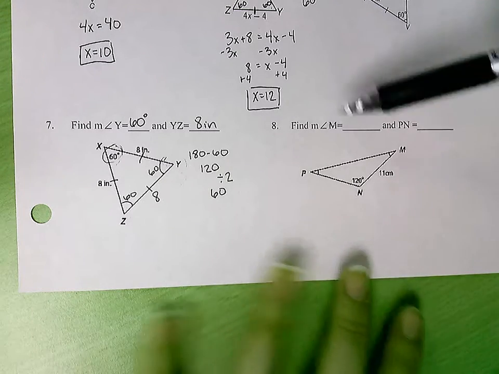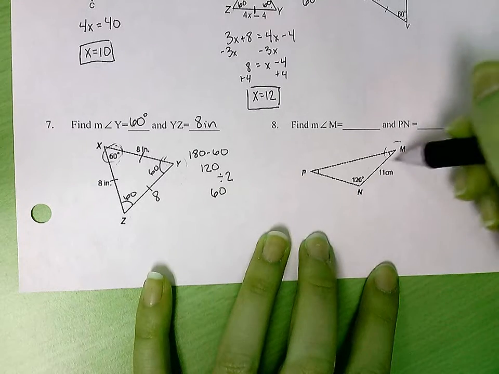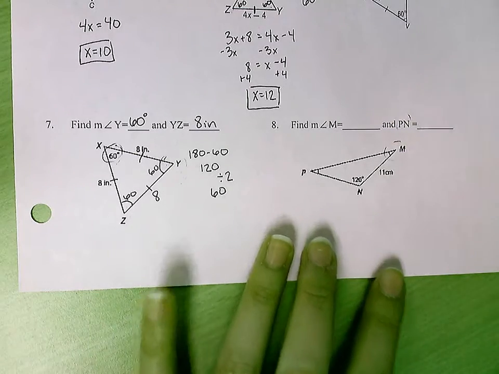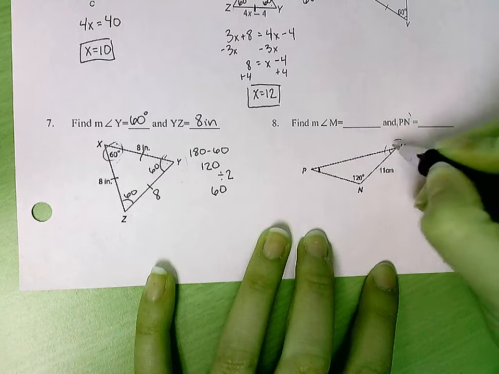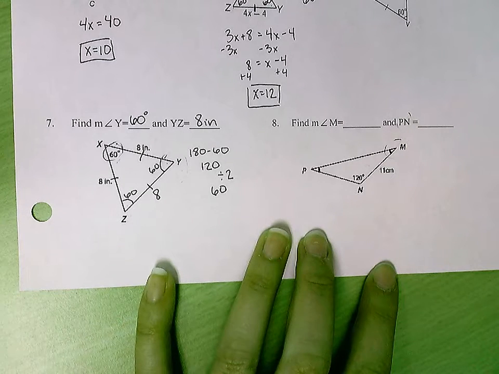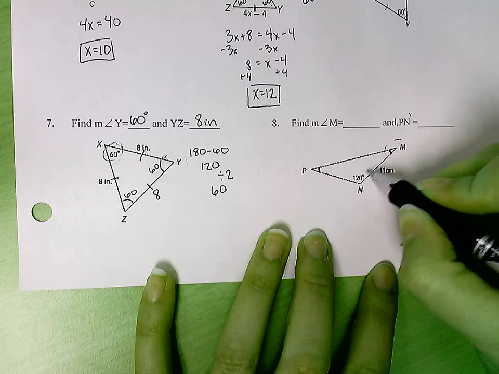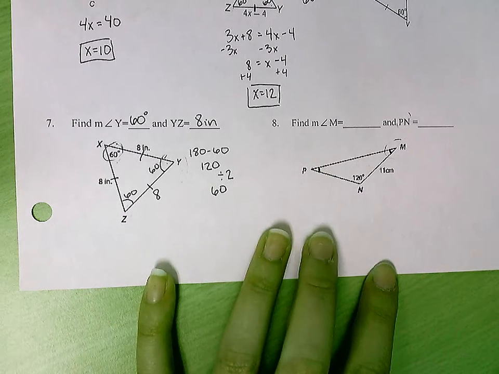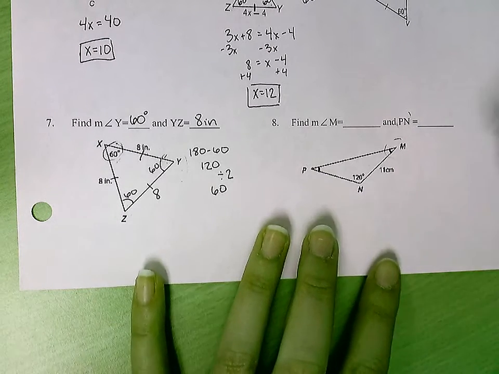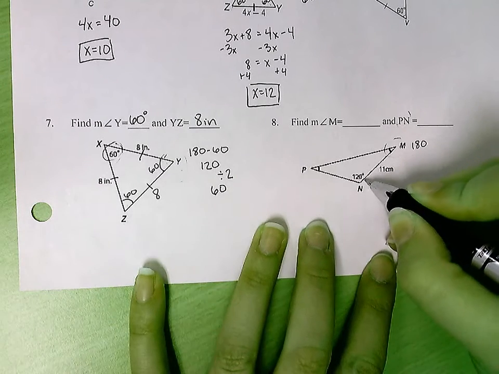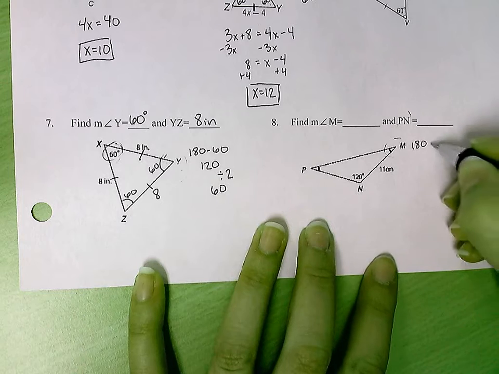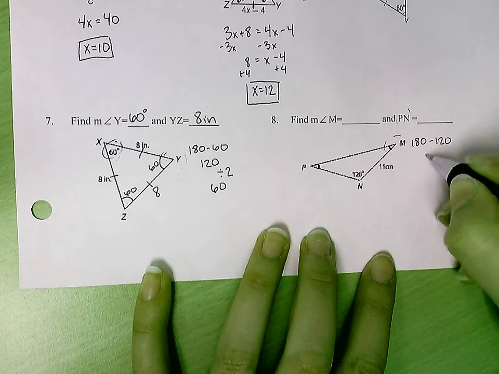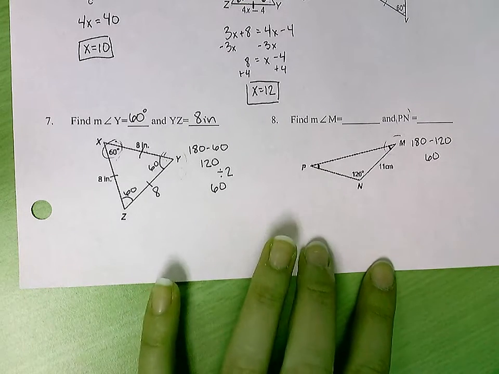Next one, number 8, we want to find the measure of angle M, so this angle here, and side PN. In this one, I'm given that these two angles are congruent. So to find that angle M, all three of those have to add to 180, right? So I can take 180 and subtract the angle I know, that angle is 120. When I do that, I get 60.